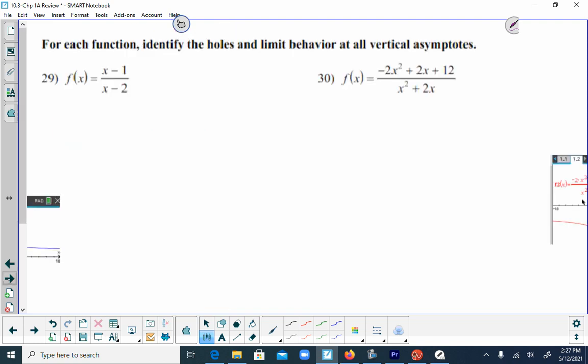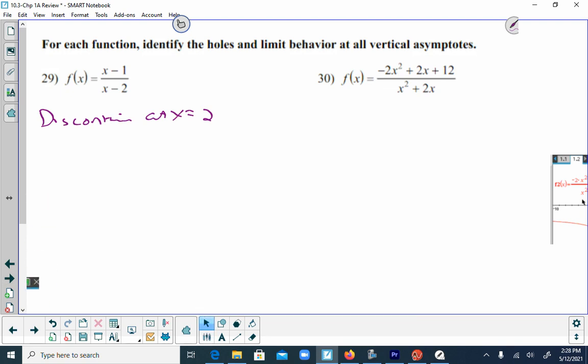Okay, the next one says, for each function, identify the holes and the limit behavior at all vertical asymptotes. So I know it's discontinuous at x equals positive 2. And when I look at this, I know that I can't simplify, so it's going to stay there. That means I'm going to have a vertical asymptote at, and remember, it has to be in the equation of a line, x equals 2. So I've identified the hole. I have no holes. I only have one vertical asymptote. And now it wants me to describe the limit behavior for all vertical asymptotes.